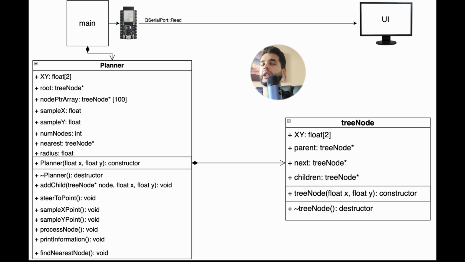So it'll update this node pointer array. I have print information and then find nearest node. And that's self-explanatory how they work. So now let's look at the ESP32 code.